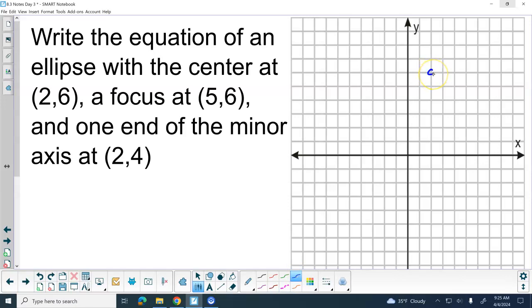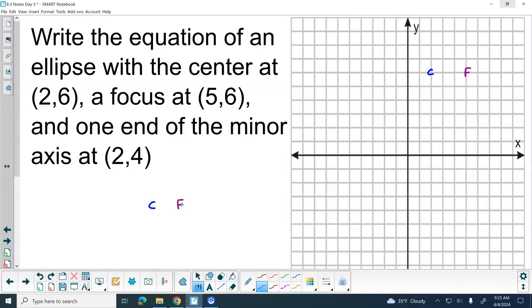So there is my center. Okay? That's how I would do it on a graph. I would put a C there. If I didn't have a graph, I would literally just put a random C somewhere on my paper. Okay? Then it says it's got a focus at 5, 6. 2, 3, 4, 5. So there's a focus there. Over here, I would put that there's just a focus like that.